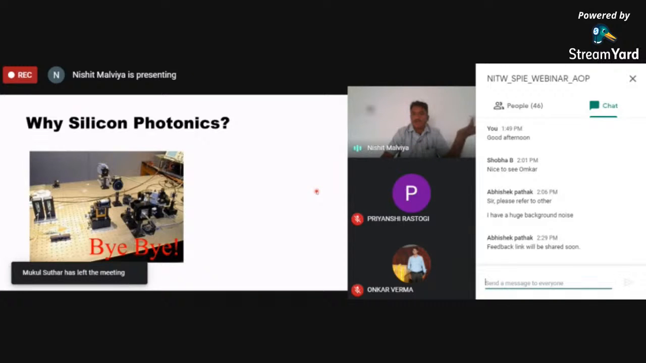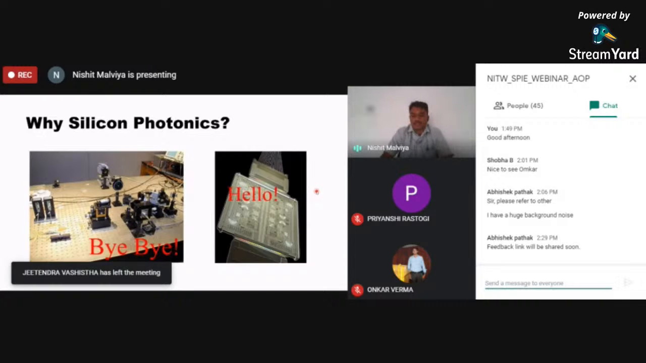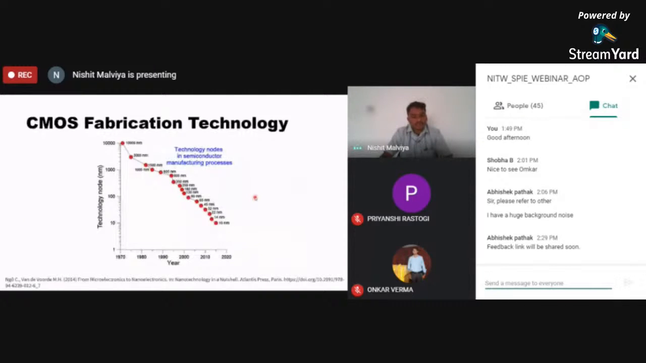So lab on chip has become very popular. All those components are fabricated on one single chip, making one optical chip. Now the time has come for these optical chips. How is it possible? Because of CMOS fabrication technology.